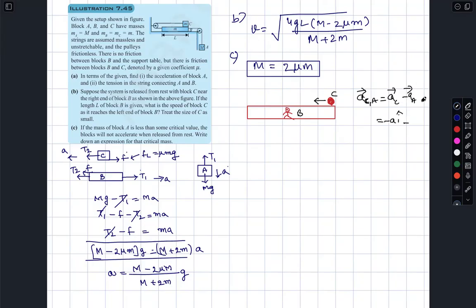What is the acceleration of B? B. B. What is the acceleration of B? Rightwards.